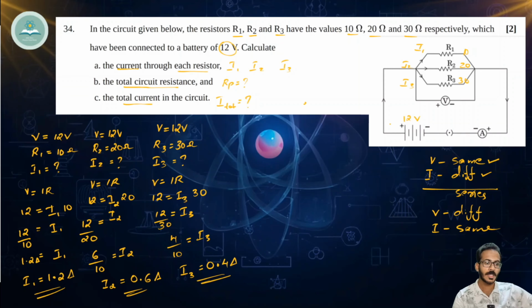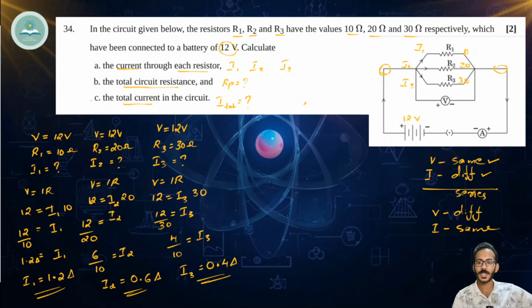And there is one more thing. The current that goes from here and reaches here will be a particular current, and after reaching here it will split into three parts. Then while coming out, the same current will come out. So here I1 is 1.2, I2 is 0.6, I3 is 0.4. The current that reaches here will be the sum of all these, and the current that comes out through here also will be the sum of all these.